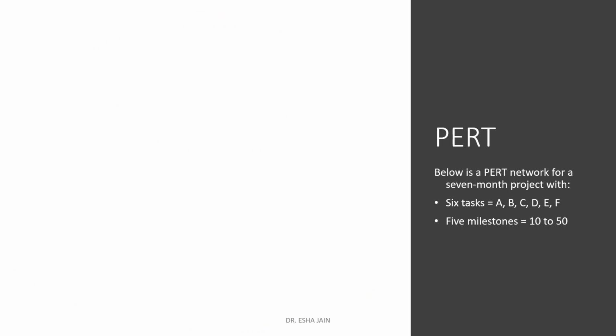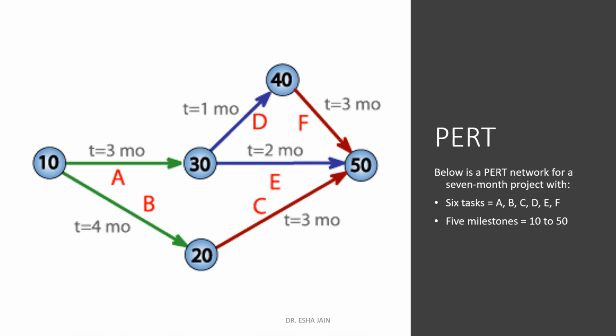So what exactly we do in this? This is the most common approach to project scheduling in the form of network techniques, and this method is similar and very often combined when being presented. It uses probabilistic task time estimates to determine a probable completion date for a project. So for example, here we are having 6 tasks A, B, C, D, E, F, and we are having 5 milestones. So we have to reach from 10 to 50. So how we can show this? With the help of PERT technique.